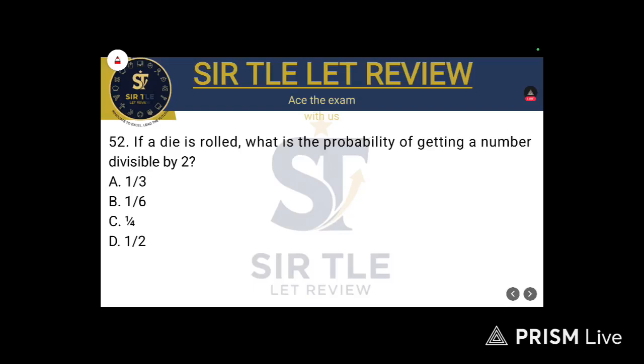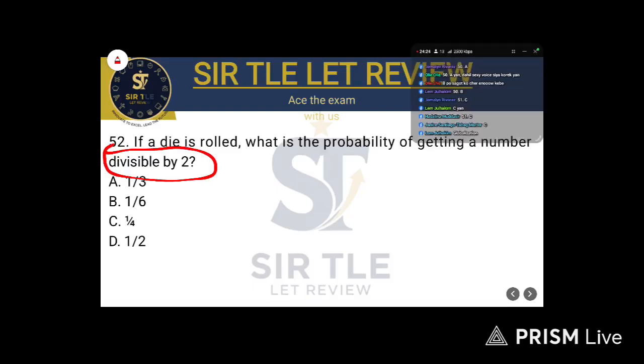52. If a die is rolled, what is the probability of getting a number divisible by 2? Take note of that. Divisible by 2. A, 1/3. B, 1/6. C, 1/4. Or letter D, 1/2. What is your answer for number 52? Okay, solve it, everyone.